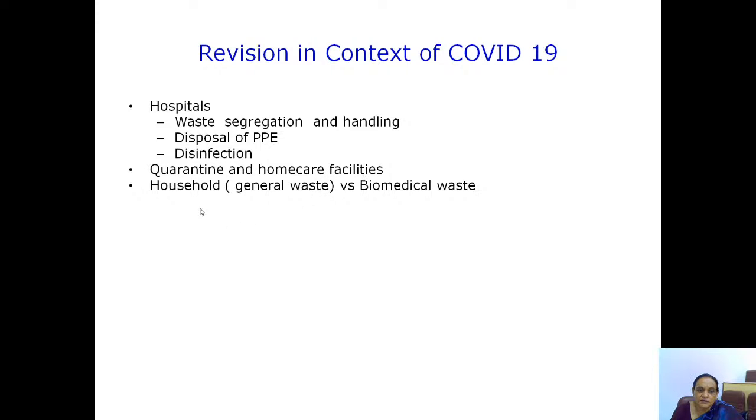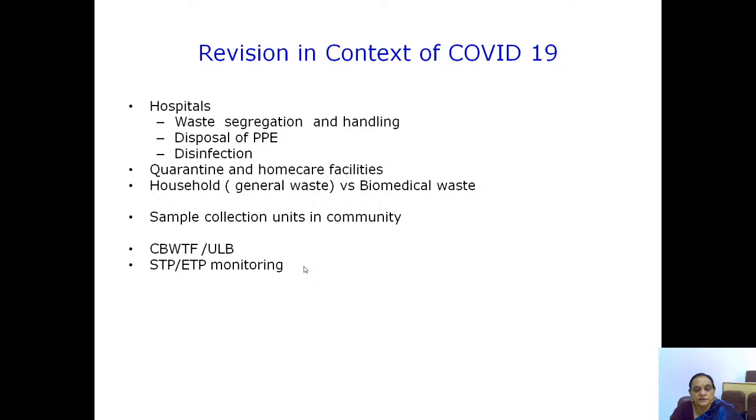Quarantine and home care facilities and households were to be included, where generally the general waste goes in black bags, versus biomedical waste if the patient is under home isolation. Sample collection units in the community are required, and that is done either by the common waste management facility or ULB, that is the urban local bodies. They are authorized to carry the waste, because the person who takes it has to be trained and has to take care of proper disposal. It is his responsibility.